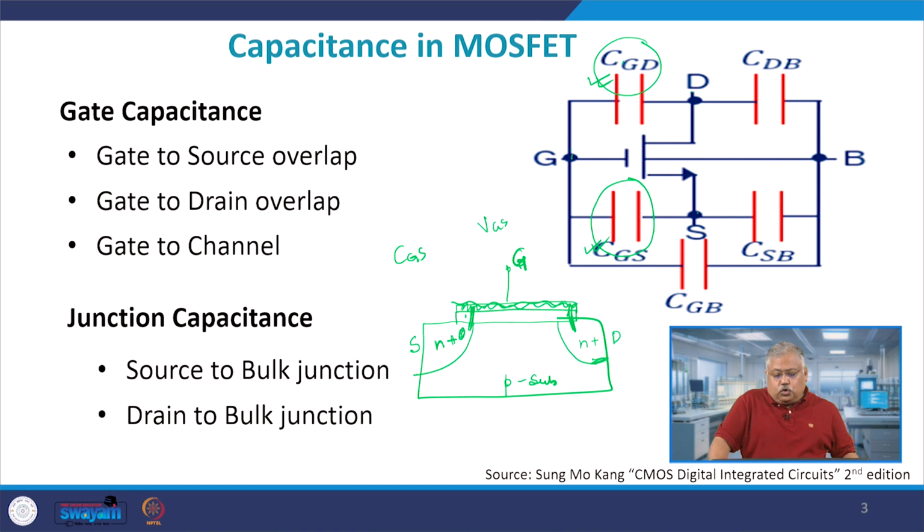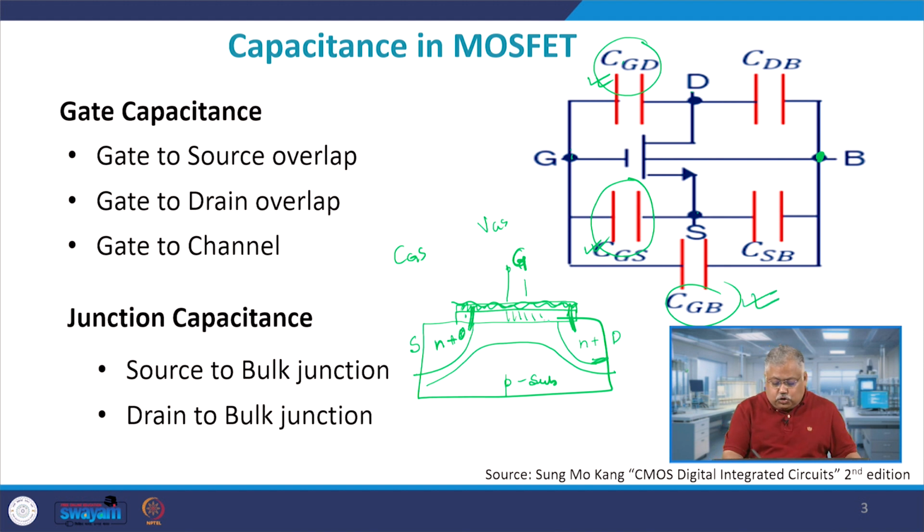There will also be a potential with respect to bulk, because you see your body or bulk is there, the fourth terminal of the device. So the gate will also try to talk to bulk through CGB, gate to bulk. Gate to bulk is what? You have a depletion region here, remember. There will be an oxide layer here, so it's C ox and C depletion in series with each other. That will be CGB, gate to bulk, right, which you see here.